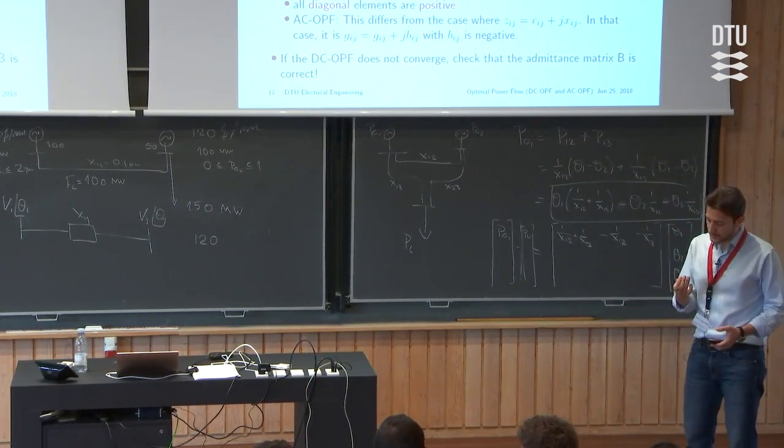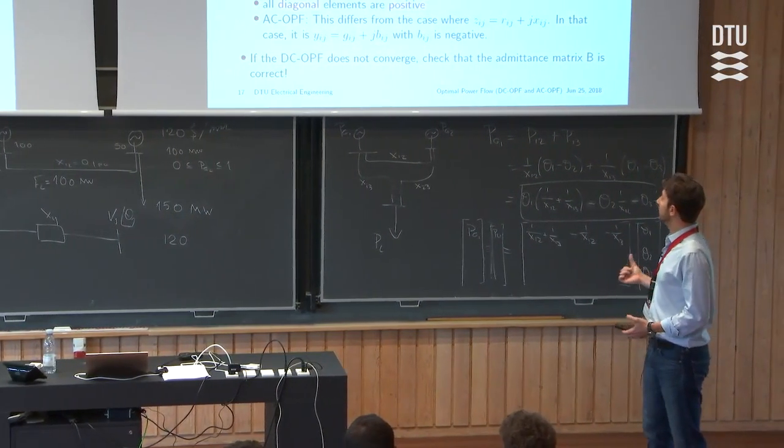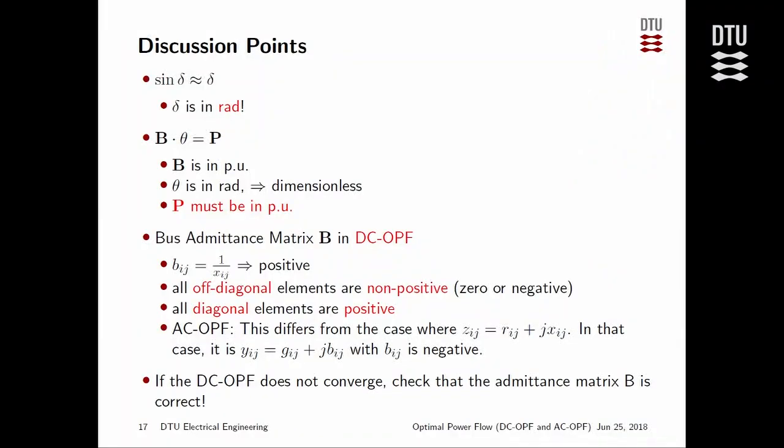And this is just a tip. If your DC-OPF does not converge, the first thing you usually do is check your admittance matrix. I mean, or your constraints, but often the admittance matrix, something's wrong there. Okay.